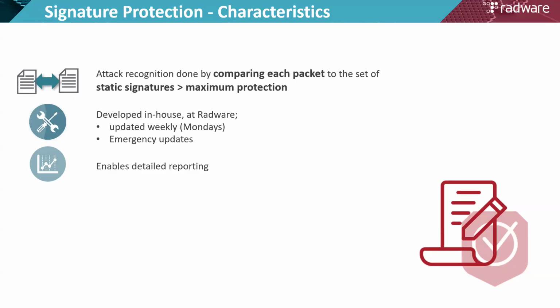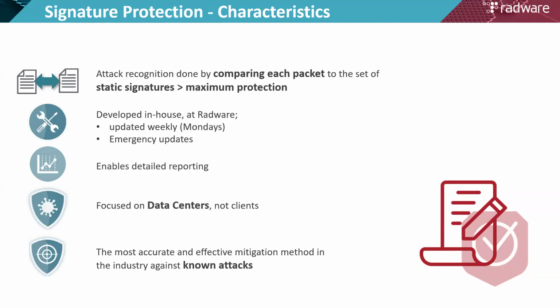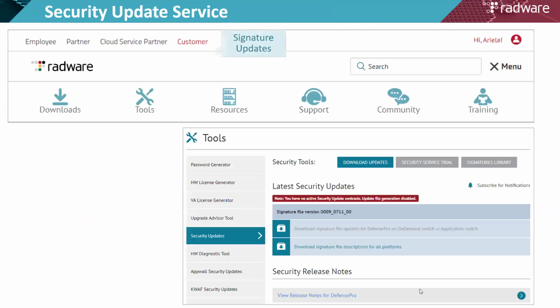What was the risk factor, whether it was high, medium, low, informational, etc. So you'll get detailed reporting with the signature-based protection, and it is more focused on data center applications. The main idea is to mitigate all the known attacks. We are not stopping any attacks which are not known to us using signature protection. We are just mitigating all the known vulnerabilities and attacks.